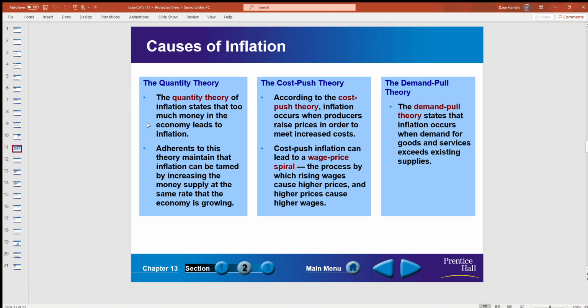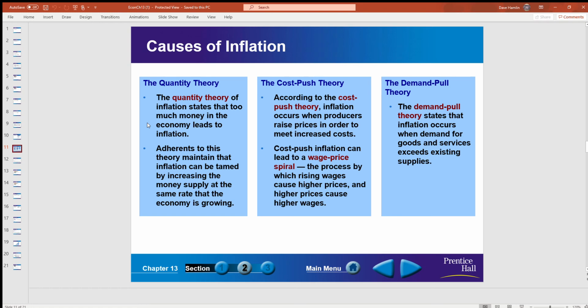And so putting money out there, and in effect, if I put the money out there, whether it's in loans, whether it's in giving people subsidies or grants, whatever the case may be, stimulus checks, you put the money out there, it's usually spent. And when that's spent, you see the quantity theory of inflation.